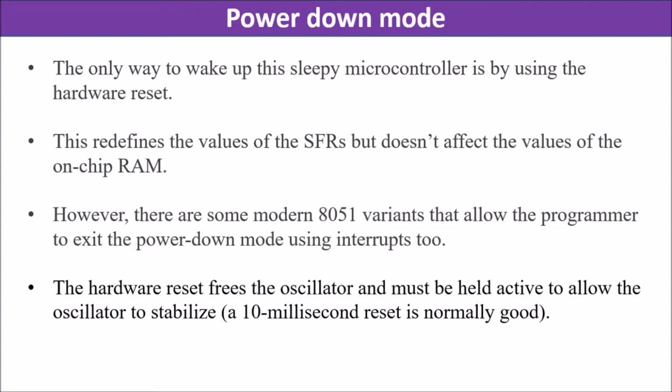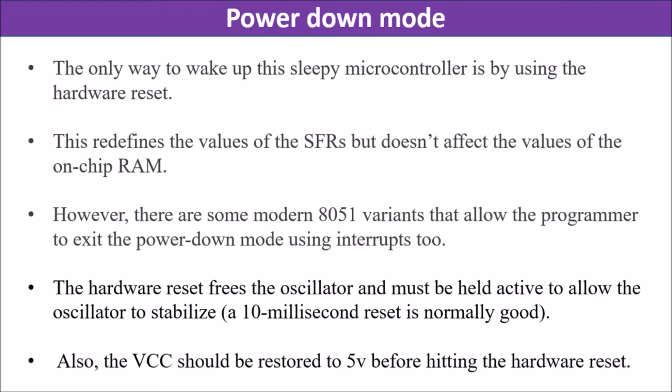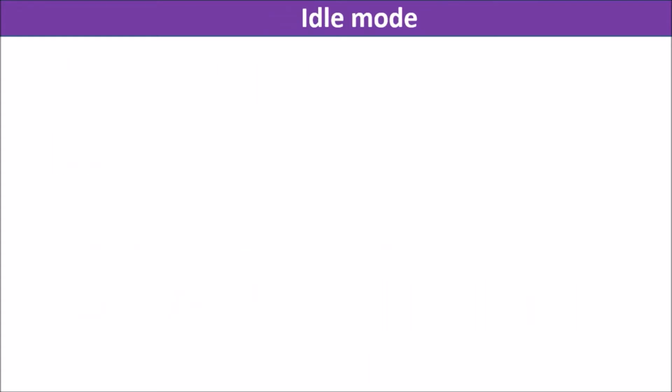The hardware reset frees the oscillator and must be held active to allow the oscillator to stabilize for at least 10 milliseconds. So reset should be given for 10 milliseconds to wake up the microcontroller from power down mode. VCC should be restored to 5 volts before hitting the hardware reset. So this is the power down mode.